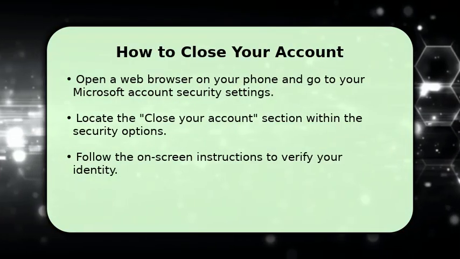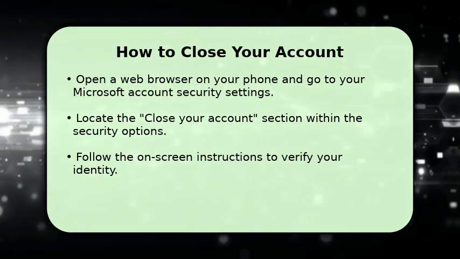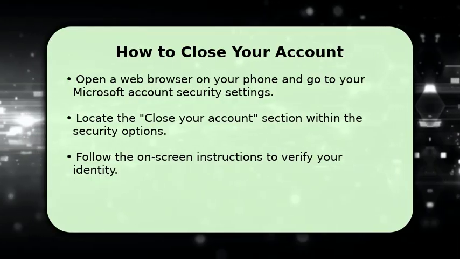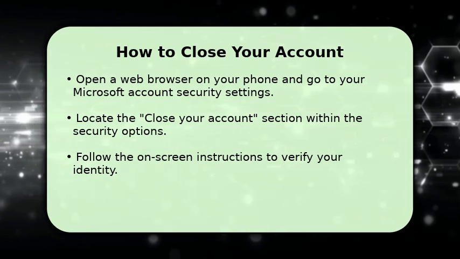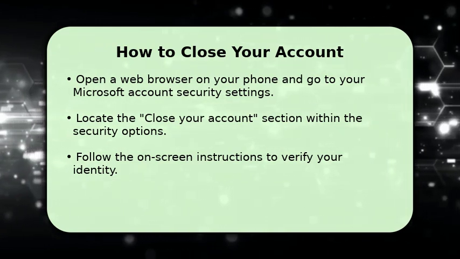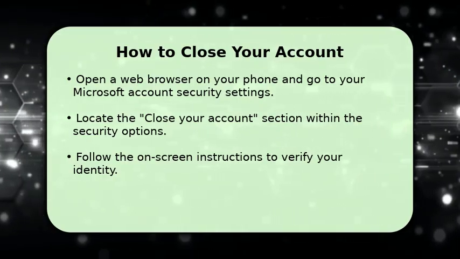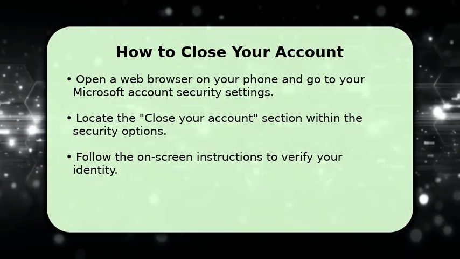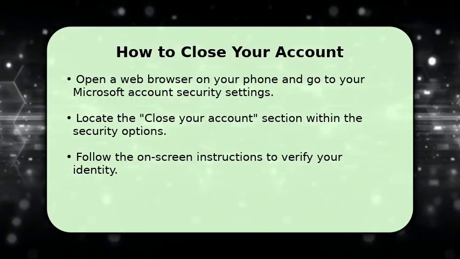Now, let's get to the actual process on your phone. Open your preferred web browser and navigate to your Microsoft account security settings. Once there, look for the section titled Close Your Account. You will then be guided through a series of prompts to verify your identity, which might include entering a code sent to your email or phone number. This step ensures your account's security.